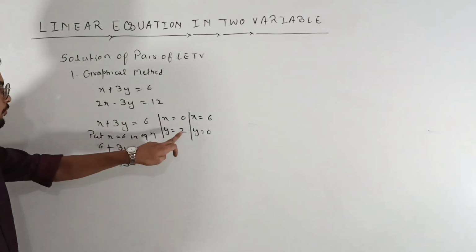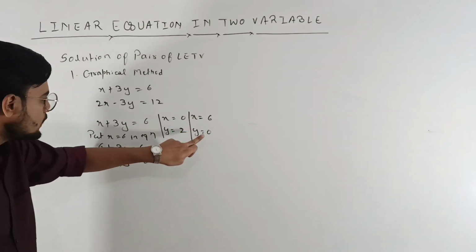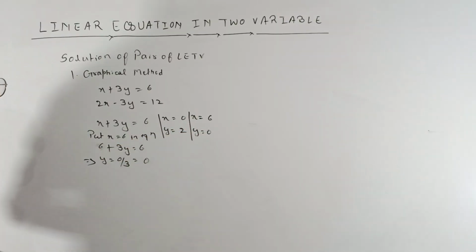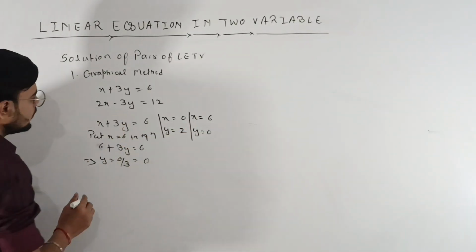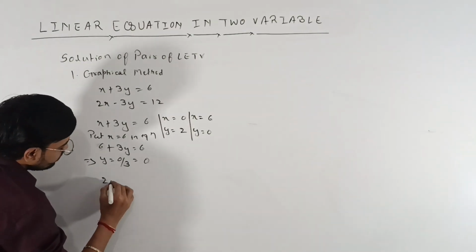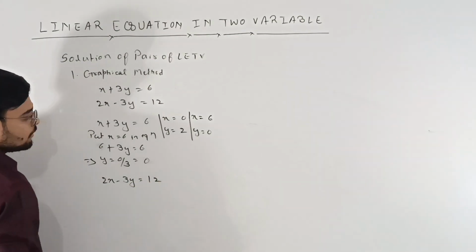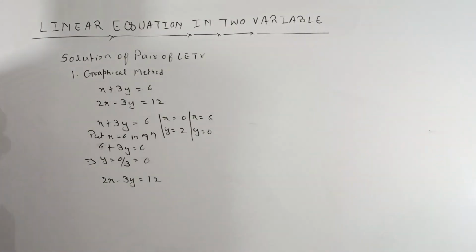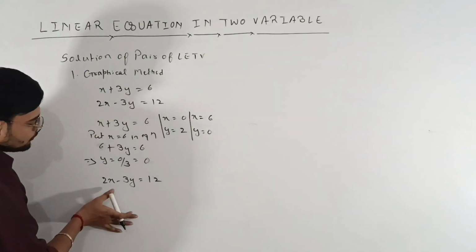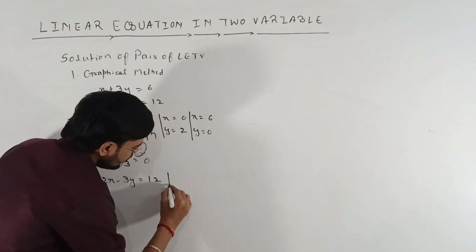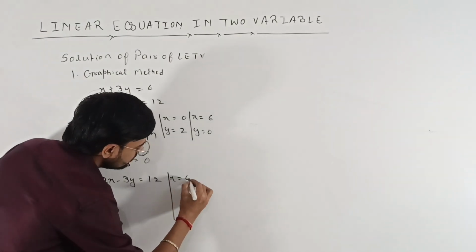Okay, when x is 0, y is 2. When x is 6, y is 0. Understood? Now let's consider the second equation, that is 2x minus 3y is equal to 12. First we assume any desired value of x. Suppose I assume x is equal to 0.